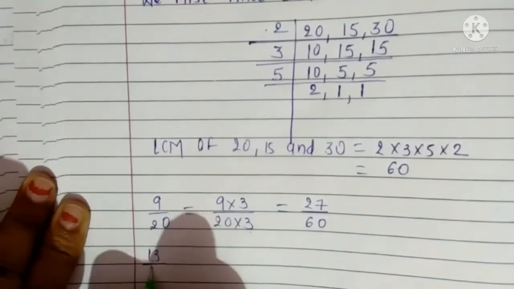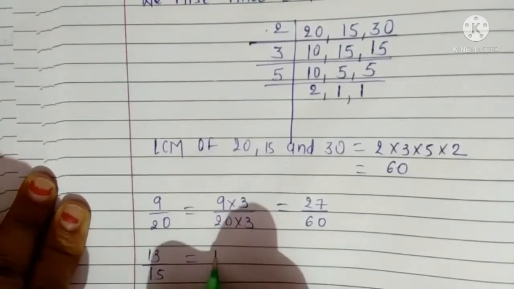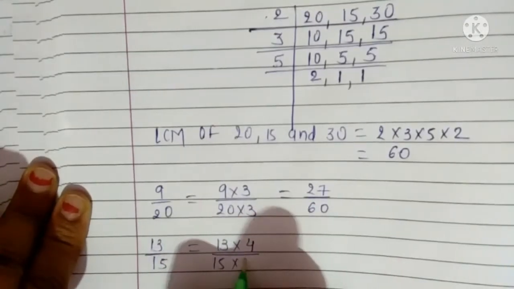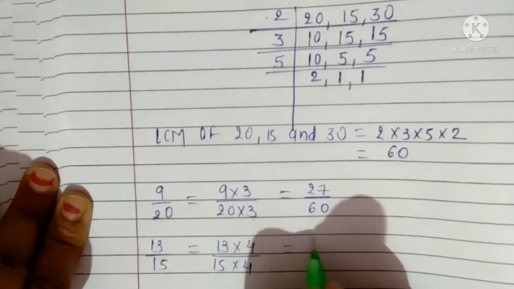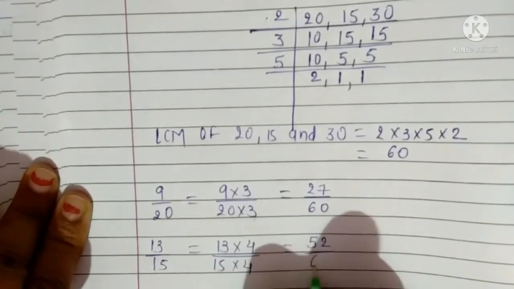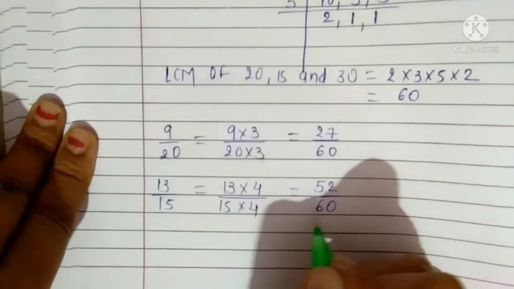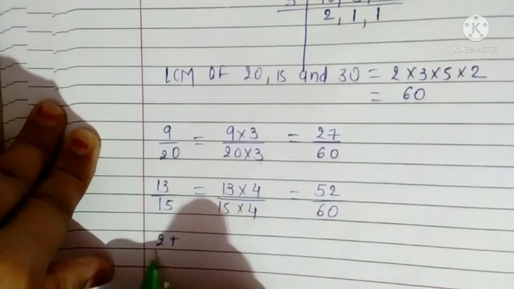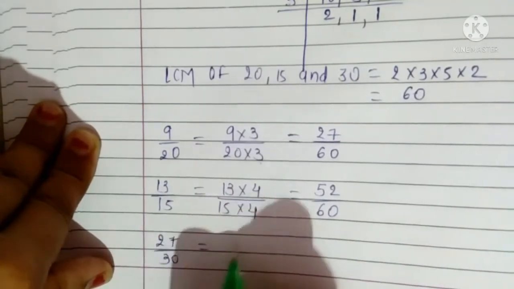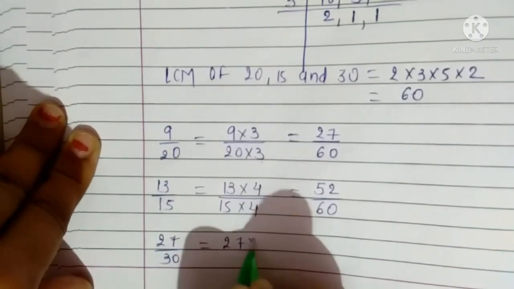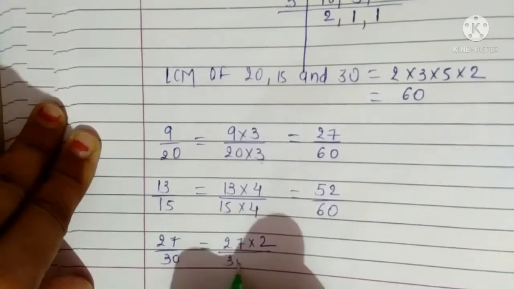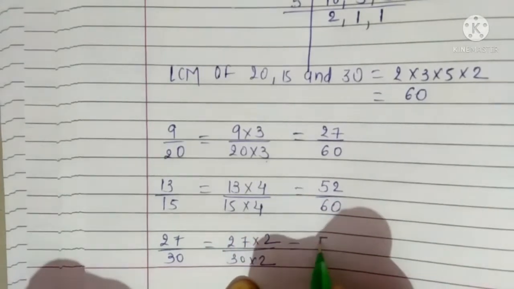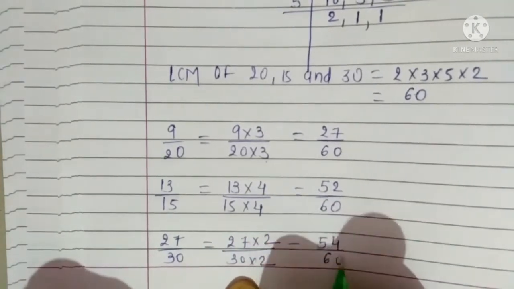Next, 13 upon 15 is equal to 13 multiplied by 4 upon 15 multiplied by 4. So we get 52 upon 60. Next, 27 upon 30. This is equal to 27 multiplied by 2 upon 30 multiplied by 2. So we get equivalent fraction 54 upon 60.